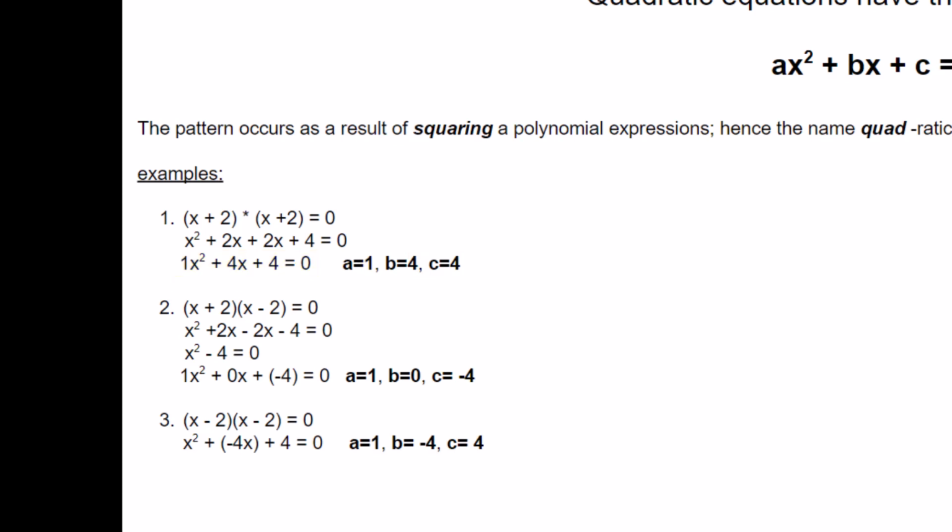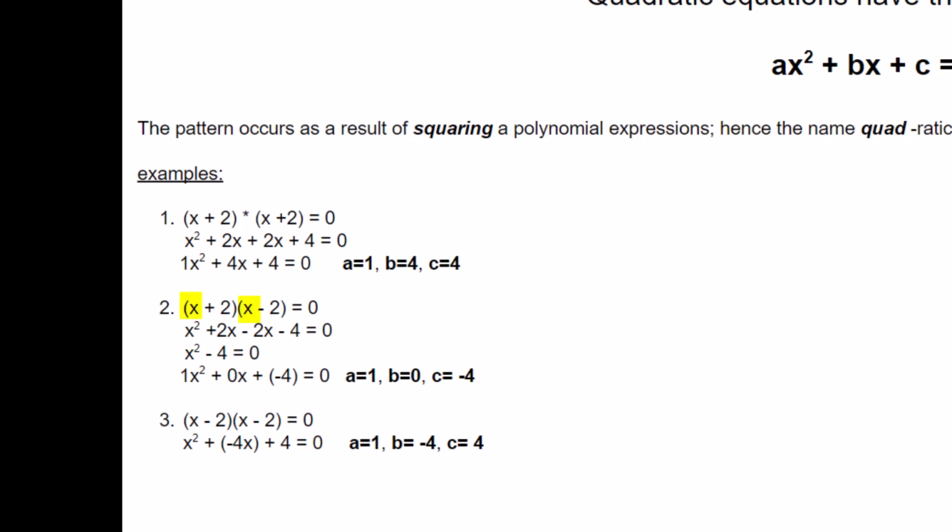We said that the pattern of quadratic equations comes from the result of squaring polynomial expressions. What we can also do is multiply x plus 2 by x minus 2. So we get the pattern from polynomial expressions that are squared. So let's work through this problem. Again, we use the distributive property. It's almost like the problem above.